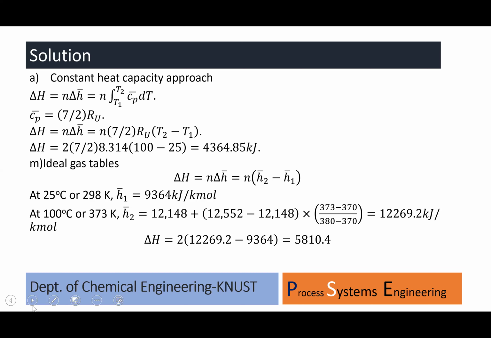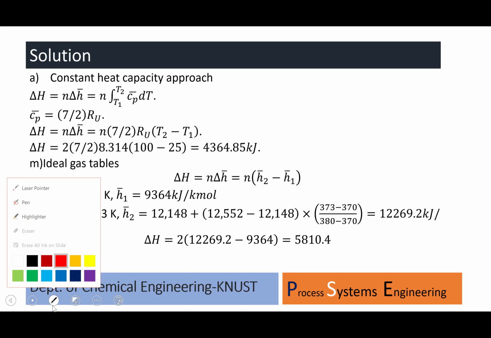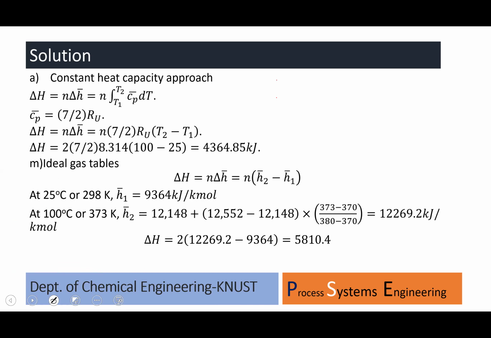So remember, this is coming from, remember we said that if I have h is equal to my capital H over m, and then if we have h bar is equal to my capital H over the number of moles. So if I make this capital H the subject, I'll have n times the h bar, right? So since I'm looking for the change, it's going to be n times the change in our enthalpy in molar form.